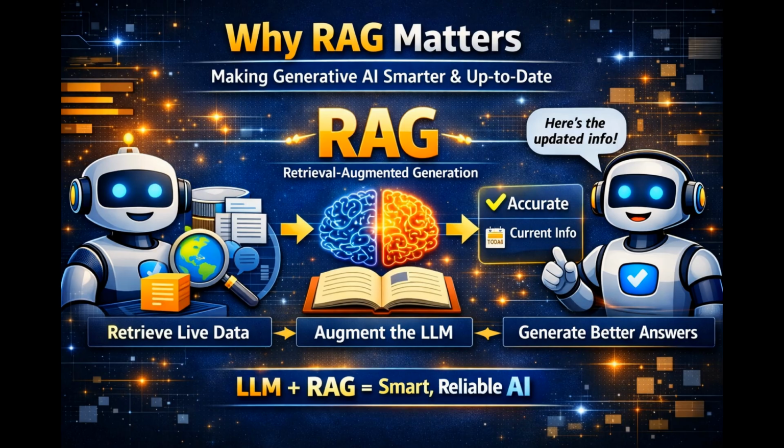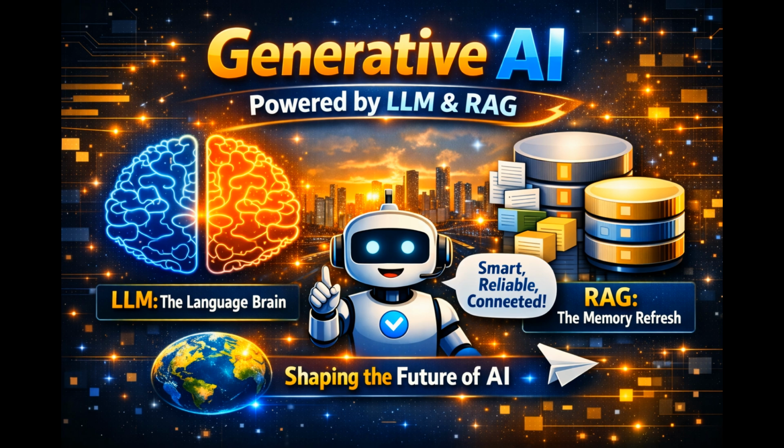Why RAG matters? This is where RAG, Retrieval Augmented Generation, comes in. It retrieves live data, augments the LLM, and generates answers that are both fluent and up-to-date. Together, LLM plus RAG make generative AI smarter and reliable.